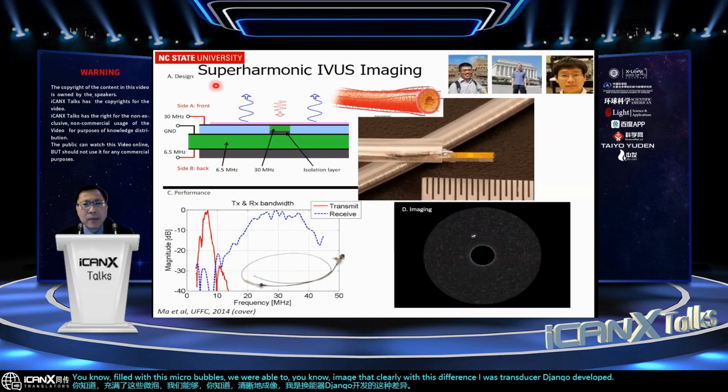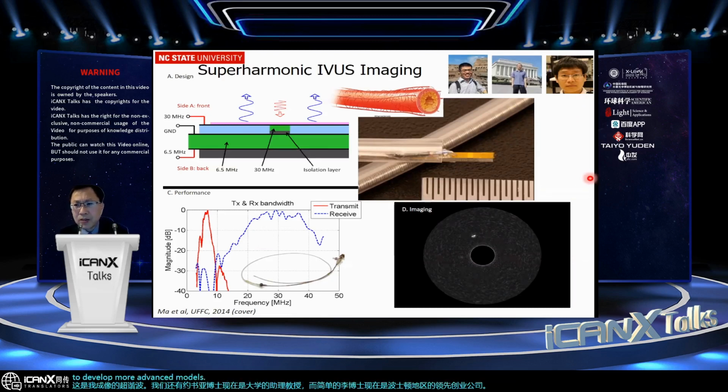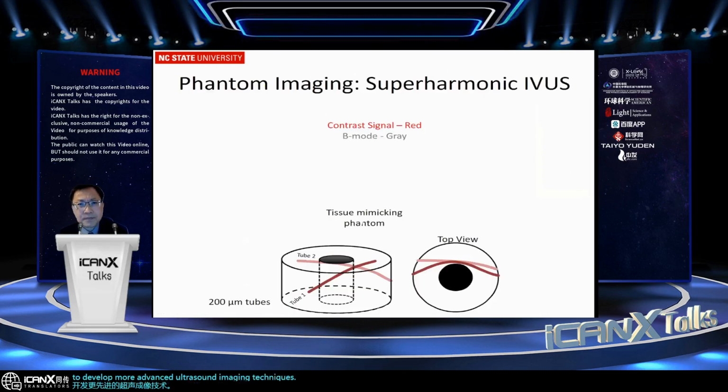On this superharmonic IVUS imaging, we also have Dr. Zhuocheng Wang, who is now assistant professor in Tianjin University, and Dr. Sibo Li, who is now leading a startup in the Boston area to develop more advanced ultrasound imaging techniques.